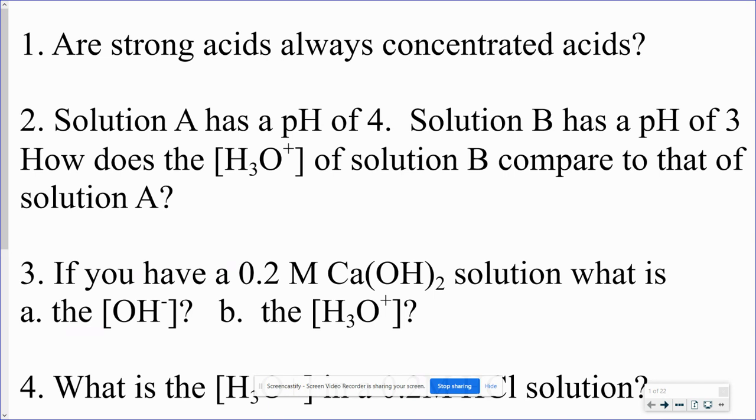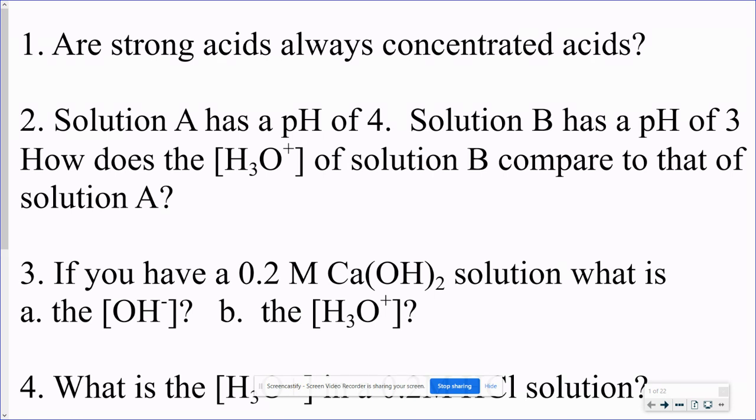Number 2, solution A has a pH of 4, solution B has a pH of 3. How does the H3O plus concentration of solution B compare to that of solution A? Well, every 1 pH unit is 10 times the amount of H3O plus. The lower the pH, the more the H3O plus. So solution A with a pH of 4 has 10 times less H3O plus than the solution with the pH of 3.